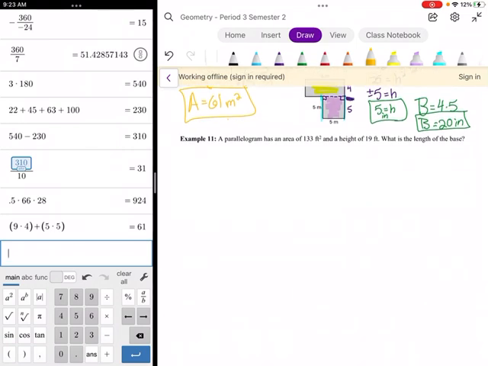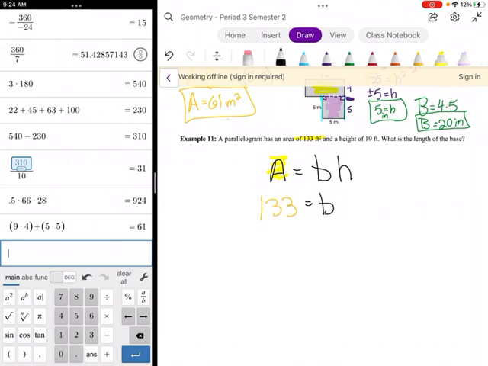And our last example, a parallelogram has an area of 133 feet squared and a height of 19 feet. What is the length of the base? So again, the area formula for a parallelogram is base times height. So we're going to fill in the information we know. They told us the area is 133 feet, so we can plug that in. And they also told us that the height was 19 feet. That was the height, so we can plug that in for height. And we just need to figure out what the base is.